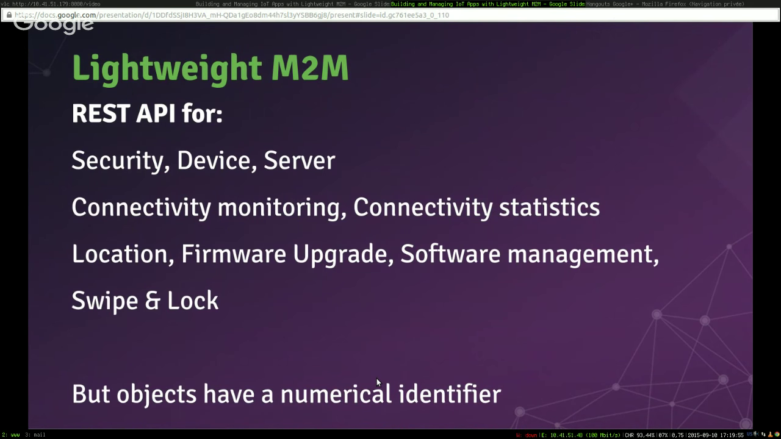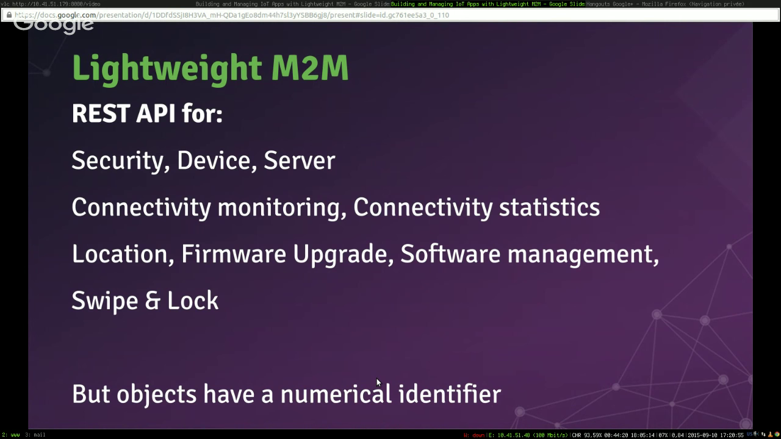So the features of Lightweight M2M are: managing security of the device, gathering information about the device, changing the server, which device needs to connect to which server, connectivity monitoring, as I explained, and of course gathering statistics. Does my device send a lot of SMS or send a lot of bytes on the wire? Maybe tracking the location of a device if it's an application with some kind of GPS and mobility. Of course, doing firmware upgrade is probably the most important feature. Software management: if you have multiple applications running on your device, you can install applications, start, and stop them. You have different objects and API for managing different parts of an IoT application.